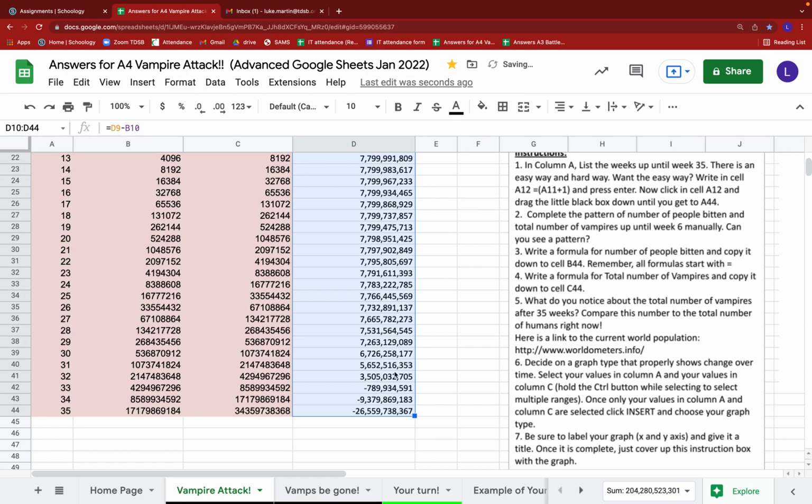Oh boy, bad time for humanity here, as we have a negative population. A negative population doesn't make sense. So somewhere in here, we actually ran out of humans on the planet. And so that means also that somewhere around here, vampires would have a problem too and start to die off. But we're not going to adjust those numbers. We're just interested in looking at how this is happening.